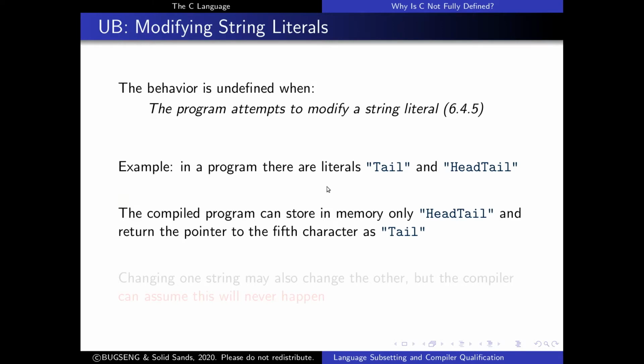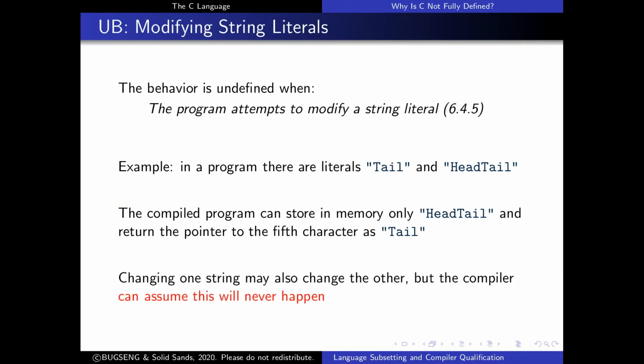Well, the compiled program, in order to save memory, can store only the second one, can store only "head-tail", and return a pointer to the fifth character as "tail". So given this permission that, thanks to this undefined behavior, the compiler has, changing one string, if you succeed, may also change the other in a way that can completely surprise the programmer.